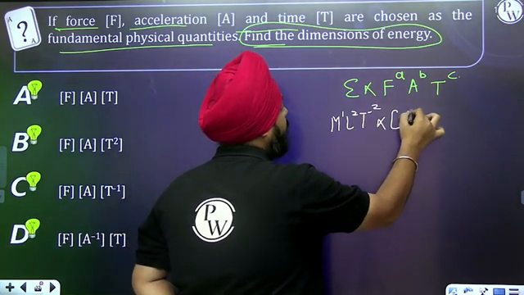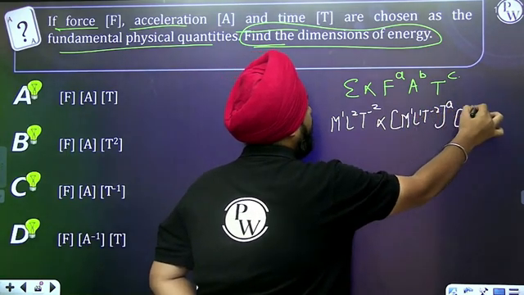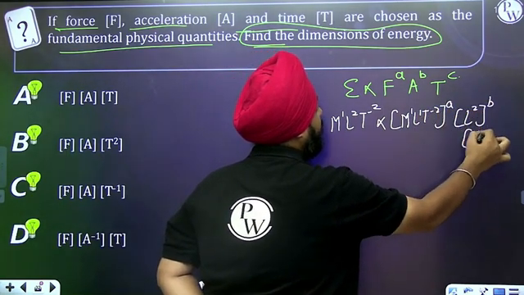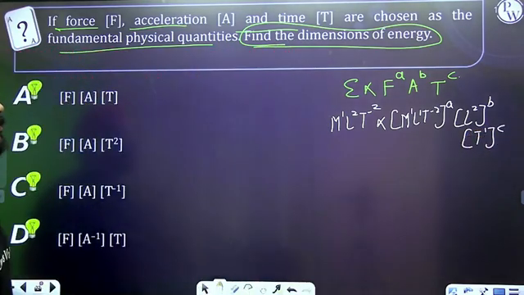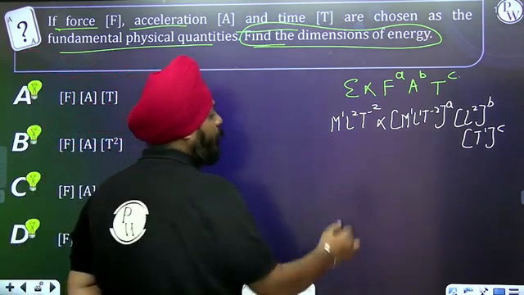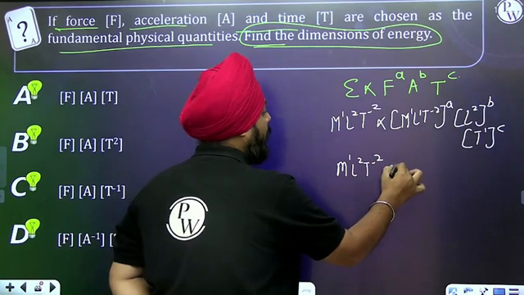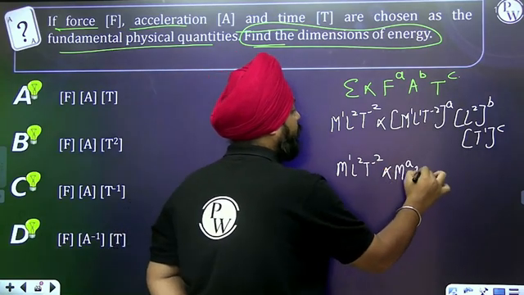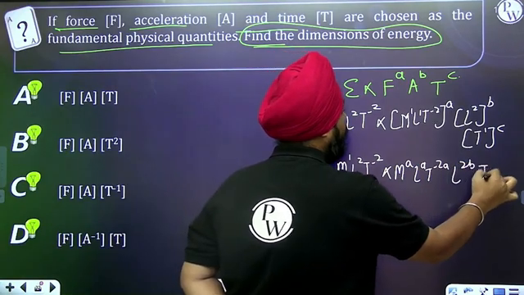Dimensional formula of force is M^1 L^1 T^-2. Acceleration is L^2... T to the power C. So comparing M^1 L^2 T^-2 with M^a, L^a, T^-2a, L^b, T^c.